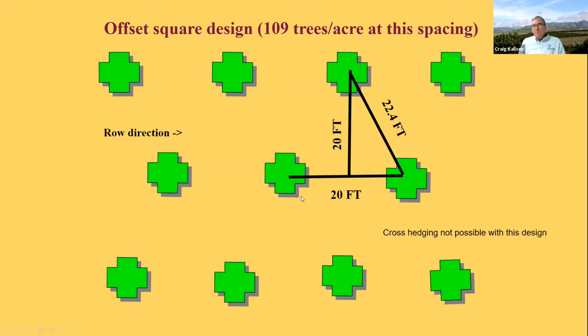Here's another design that's been used in the past, the offset square design. In this design, we have trees in a row and we offset the next row, so this tree will actually be in between its opposite trees in the neighboring row. There may be some advantages to light interception for this, but it does make cross hedging difficult.